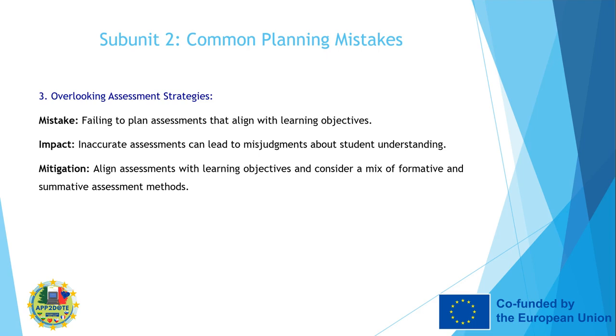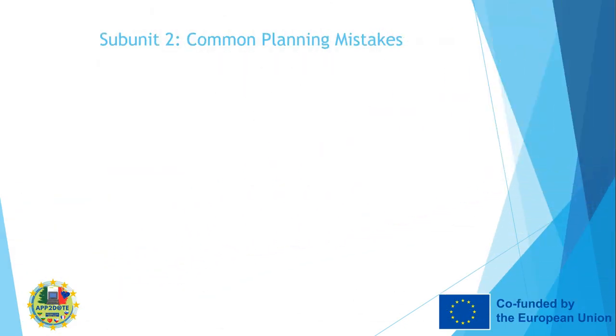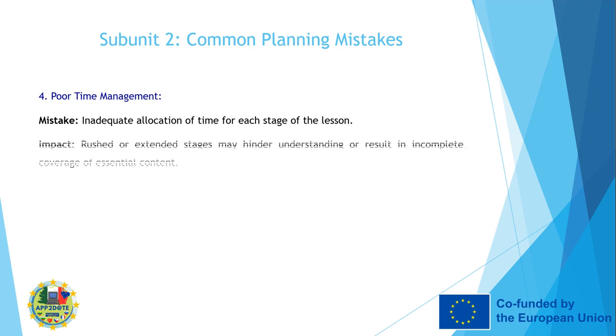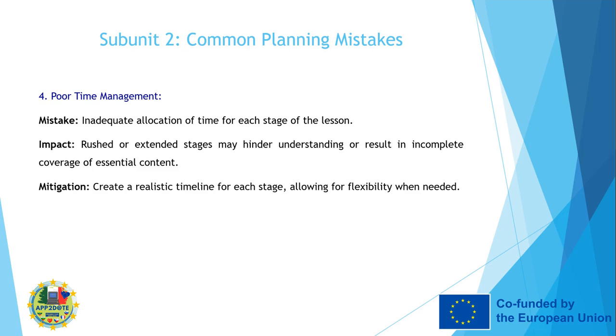4. Poor time management. Mistake: inadequate allocation of time for each stage of the lesson. Impact: rushed or extended stages may hinder understanding or result in incomplete coverage of essential content. Mitigation: create a realistic timeline for each stage, allowing for flexibility when needed.